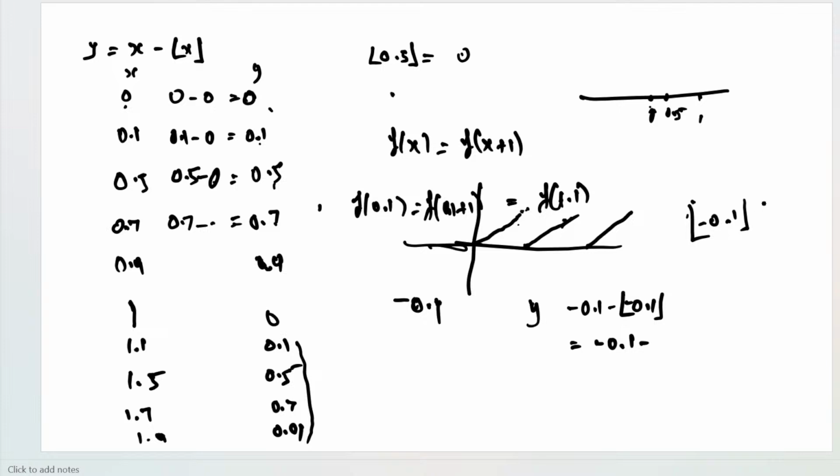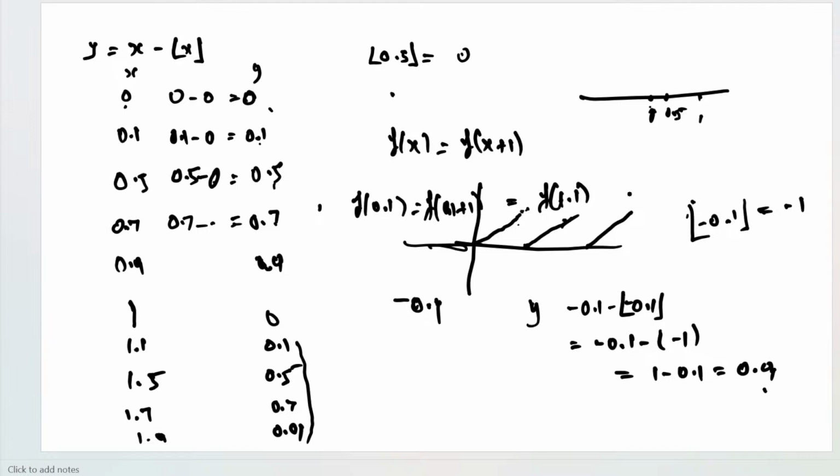Sir, it's minus 1. This is equal to minus 1, right? So minus of minus 1, agreed? So this is equal to 1 minus 0.1, which is equal to 0.9, right? Yes, sir. Okay. So y at minus 0.1 is actually equal to 0.9. It is not 0.1.